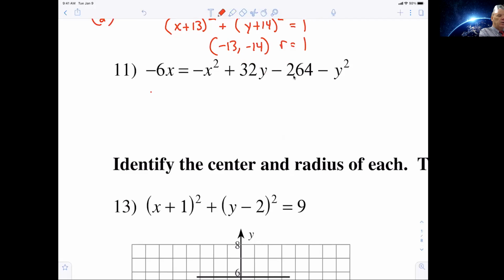According to my calculations, I've got x squared minus 6x, leave a space, plus y squared minus 32y, leave a space, equals negative 264. Now I really want you to practice that so you're moving things better. Anybody have any issues? That's not hard. Now let's just complete the square. To do that, you always just take half and square the middle term. So what's half and square? Plus 9. Plus 9.